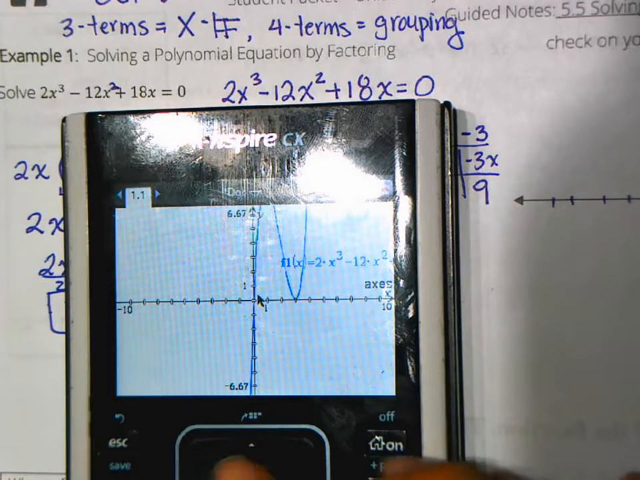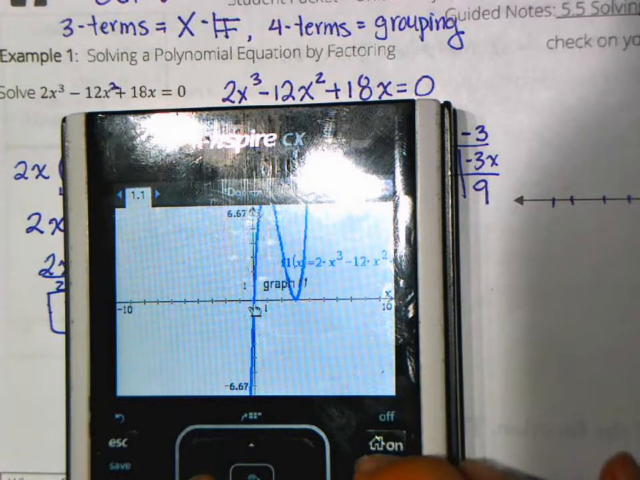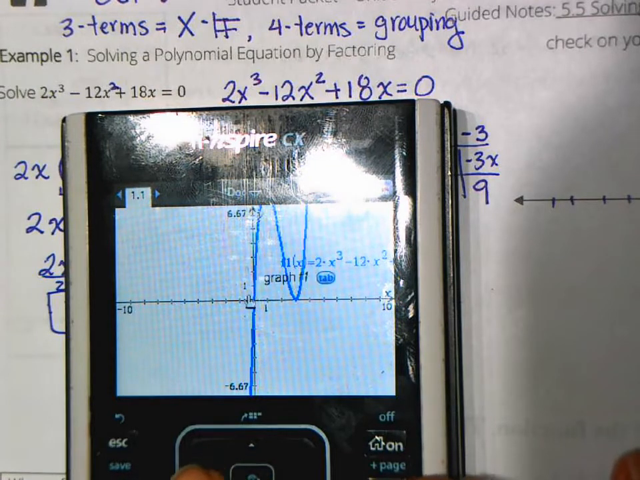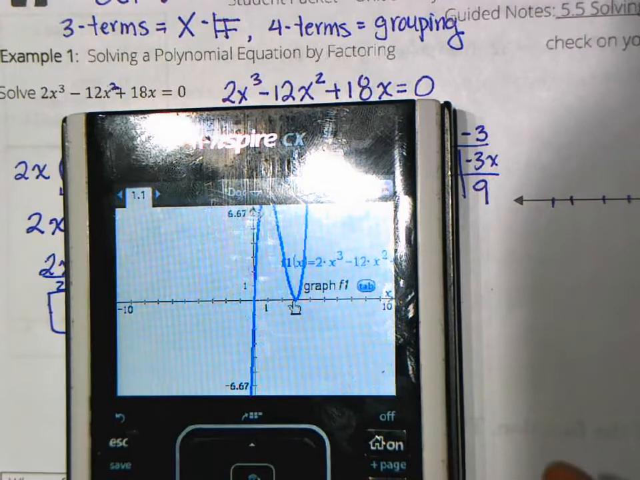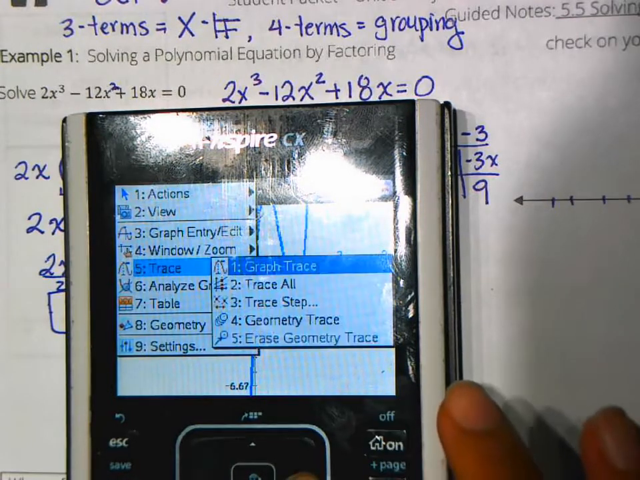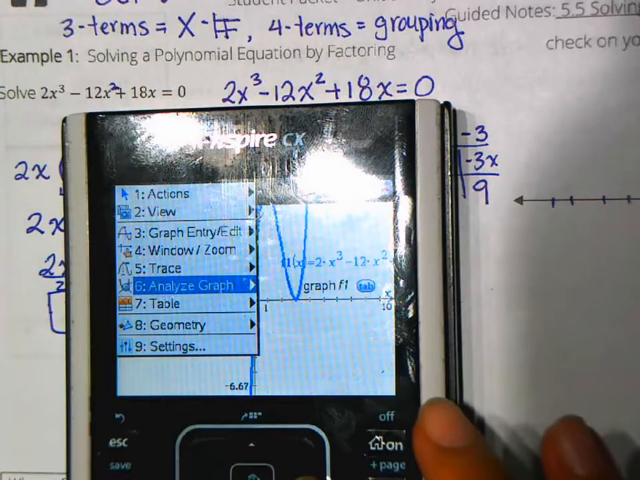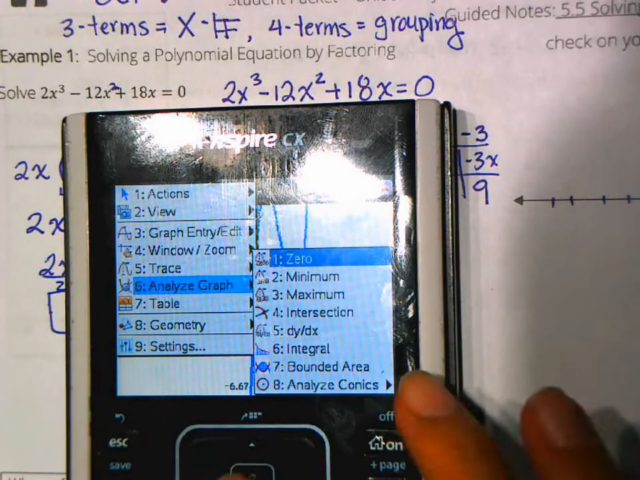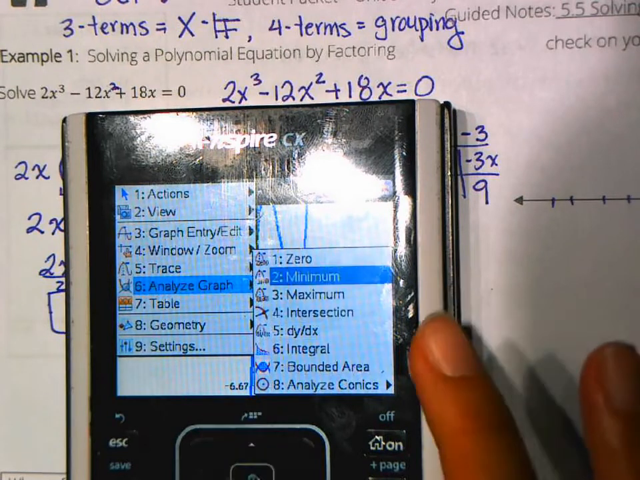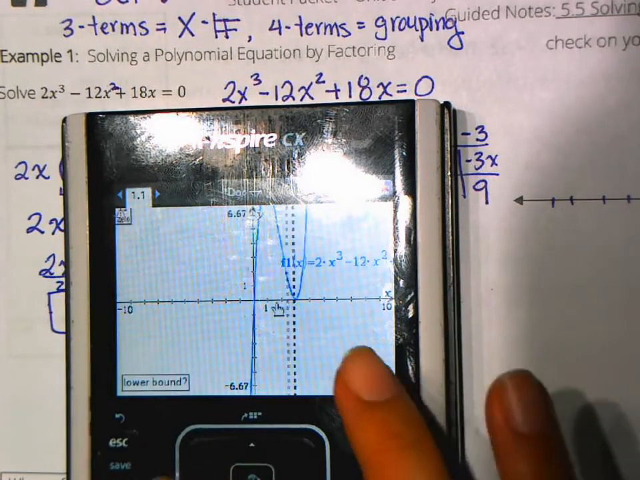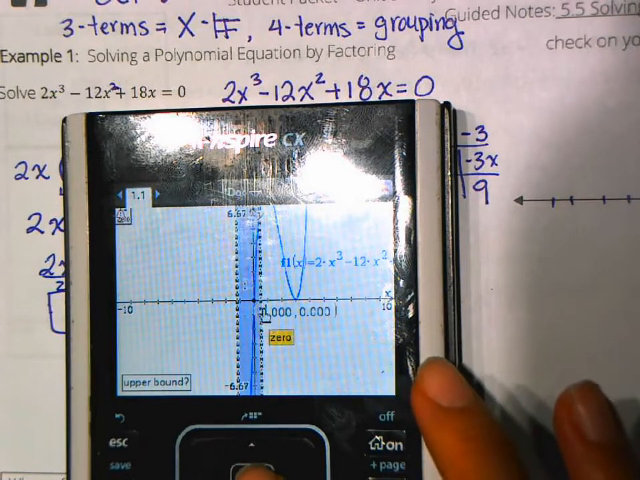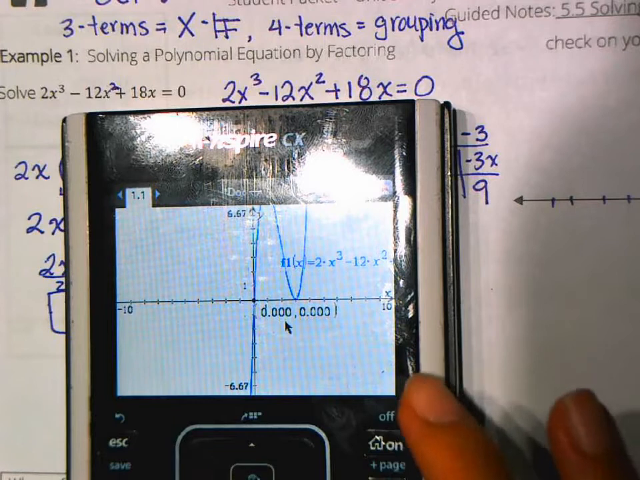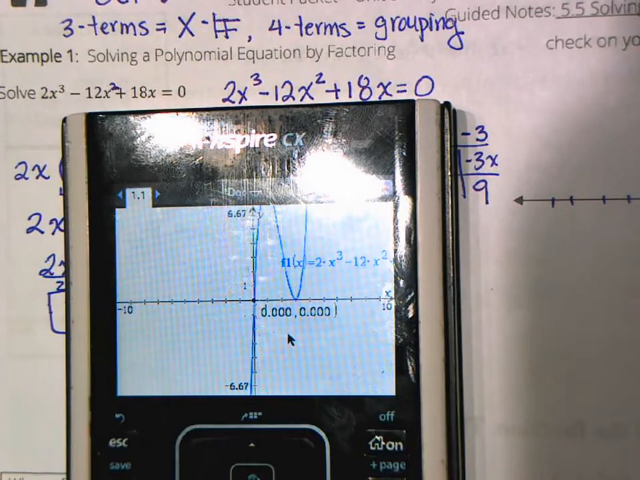And that means the intersection of the two lines would be this point right here and this point right here, which is also called the zeros. So I could go to Menu, Analyze Graph. Nope, not Trace. Analyze Graph. And then go to my zeros. And then just highlight each one of these zeros. Just highlight that 0. And I can see that that is x equals 0.